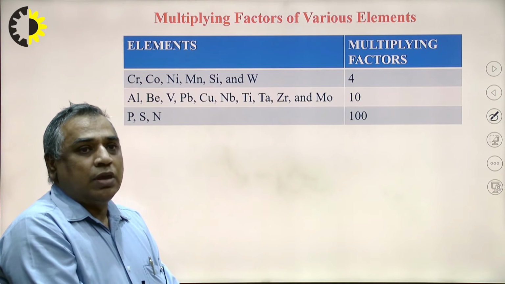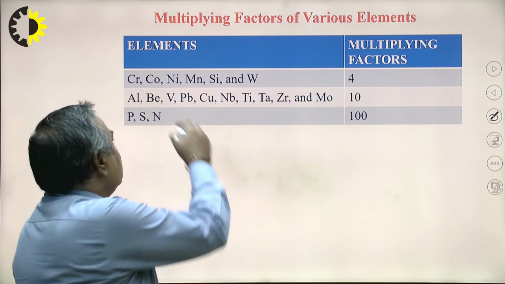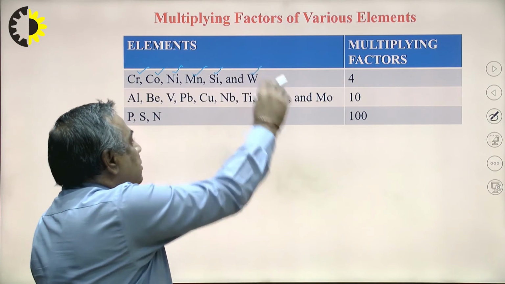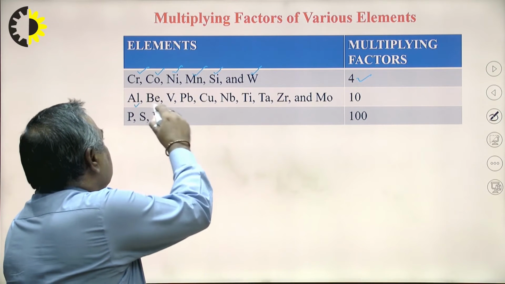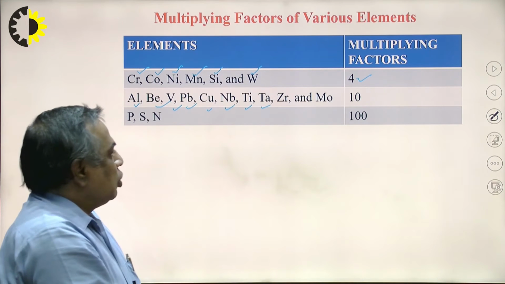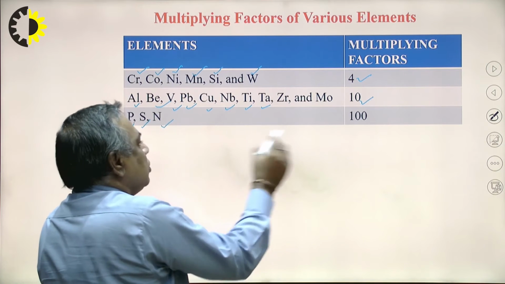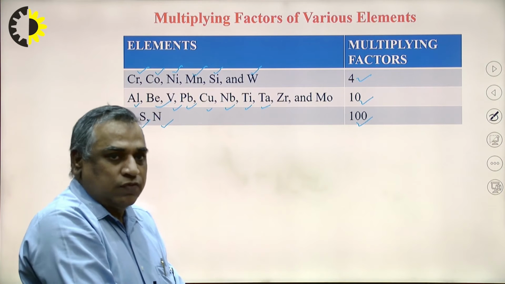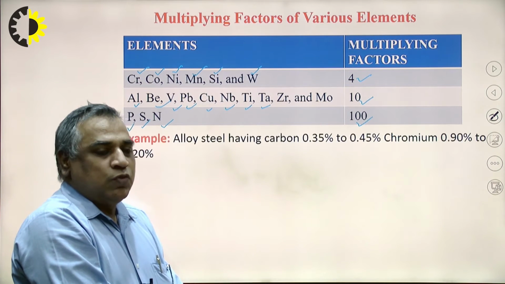These are the multiplying factors recommended. For chromium, cobalt, nickel, manganese, silicon, and tungsten, the multiplying factor is 4. For aluminium, beryllium, vanadium, lead, copper, niobium, titanium, zirconium, molybdenum, it is 10. Similarly, for phosphorus, sulfur, and nitrogen, it is 100. These are the multiplying factors, and the use of this table will be illustrated with an example.